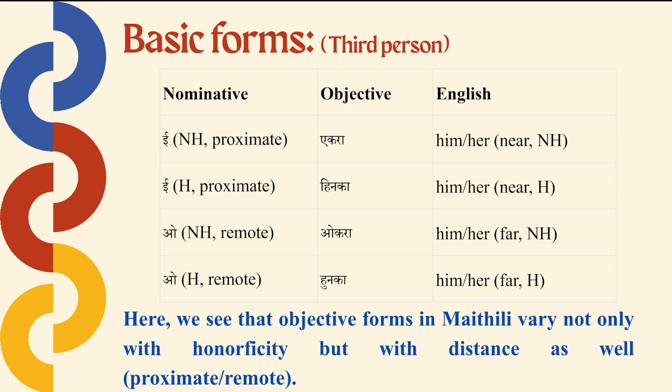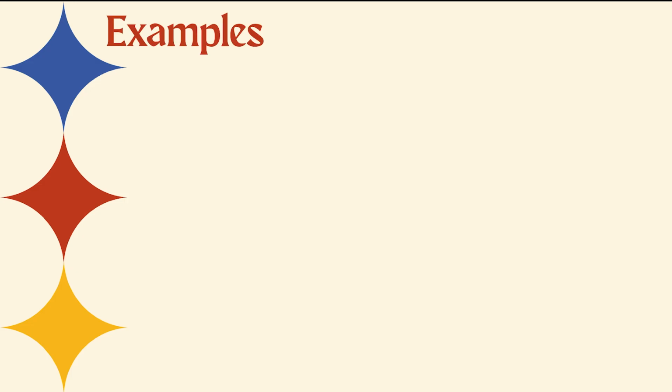So, as we see, objective forms in Maithili vary not only with honorificity, but with distance as well. Let us look at some examples.